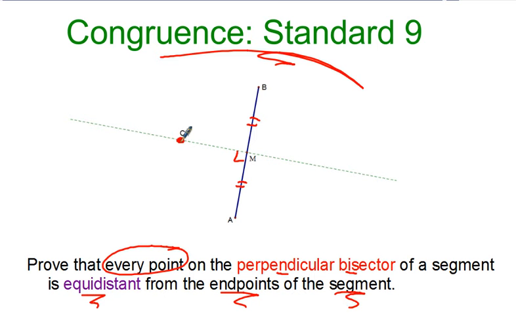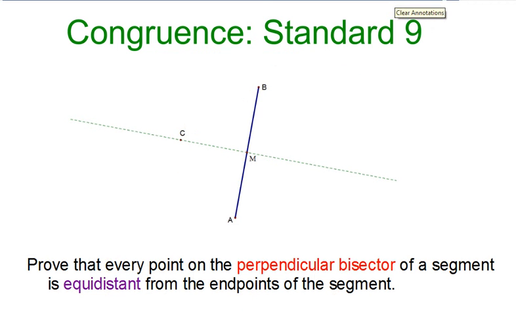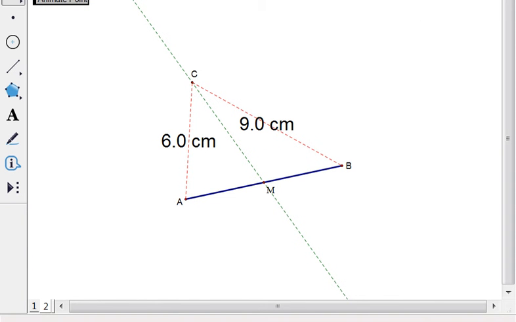Alright, so in other words, if you pick a point like that, we'd like to be able to show that it's the same distance away from B as it is from A. And to really help you see that, let's take a minute and look at Sketchpad just for a second.